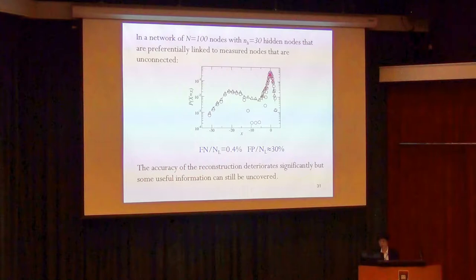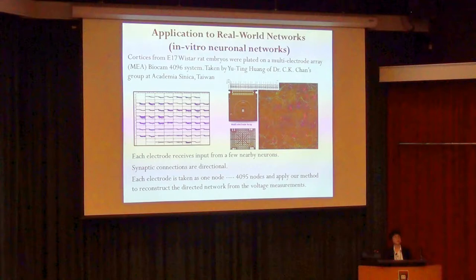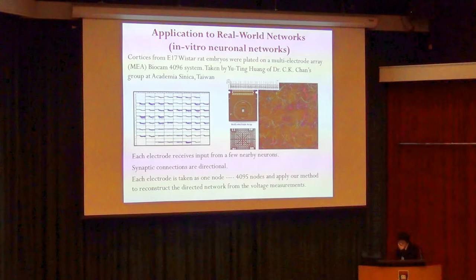Okay, so to summarize this part: with hidden nodes, obviously, it is a much more difficult task, but it turns out that if the hidden nodes are unpreferentially connected to your measure nodes, you can still use the method to get the reconstruction pretty well. If they are preferentially connected, then you probably get a larger error rate, but still the method gives you some information.